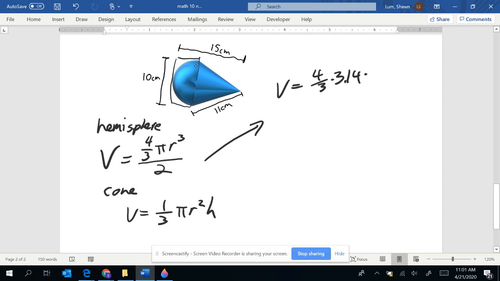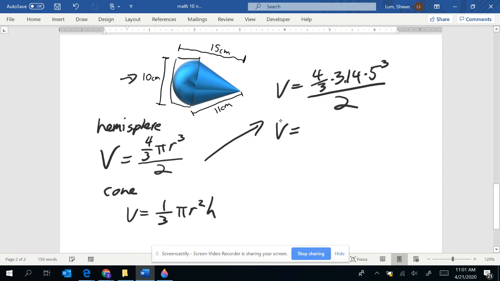Now, if we're looking at this 10 centimeters right here, that is going to be the diameter. Okay, so again, half of the diameter is the radius, so that's going to be 5. That's going to be cubed. So we have to do all of that first, and then after we have done all this top stuff first, we're going to take all of that and then divide by 2 because we only want half of it.